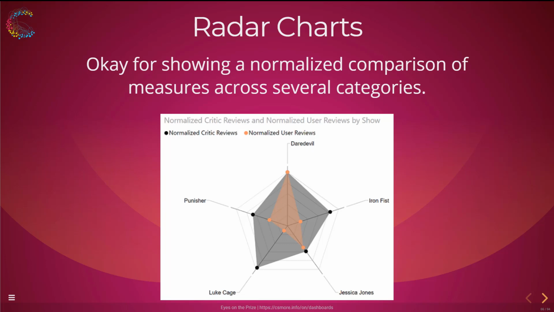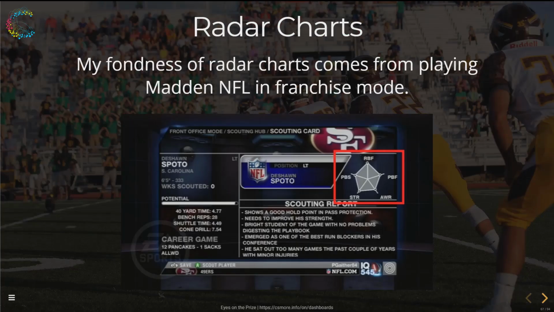Now, admittedly, like I said, radar charts typically not that smart. Where I got my love for them actually was playing a lot of Madden NFL and franchise mode, where they would show this radar chart of player talents. It also turns out that that was completely bogus, that the chart values were almost useless. Nevertheless, I spent so much time playing it, I liked the radar chart as a result.